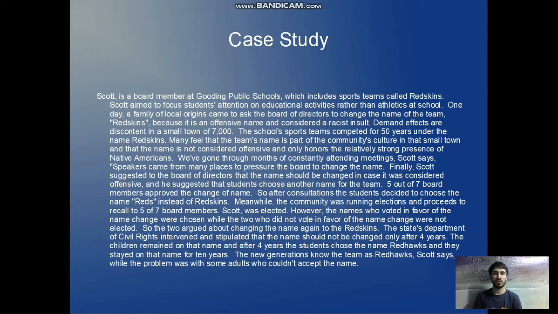A school called Goding Public Schools had a sports team called the Redskins. Scott, a board member of that school, was approached one time by a family of local origins who came to ask the board to change the name because they considered it an offensive and racist insult. But the small town of 7,000 people disagreed with changing the name because they considered it part of the culture of the town and the school.